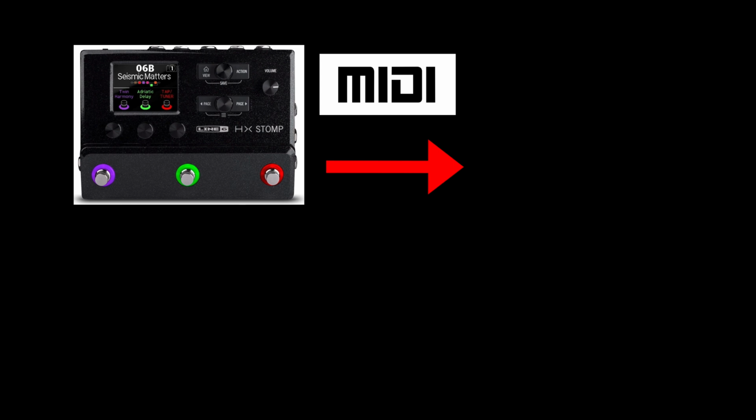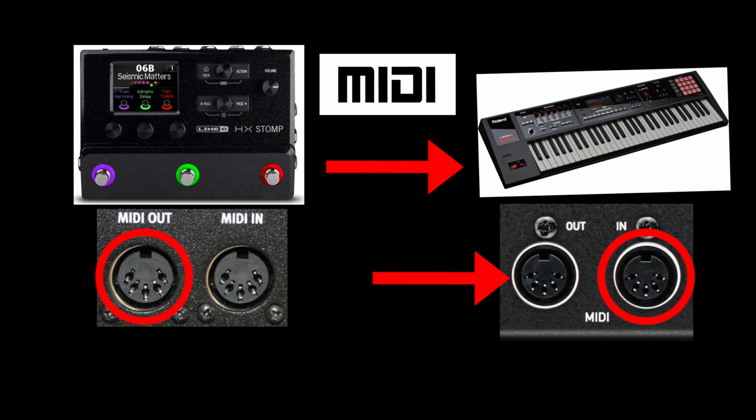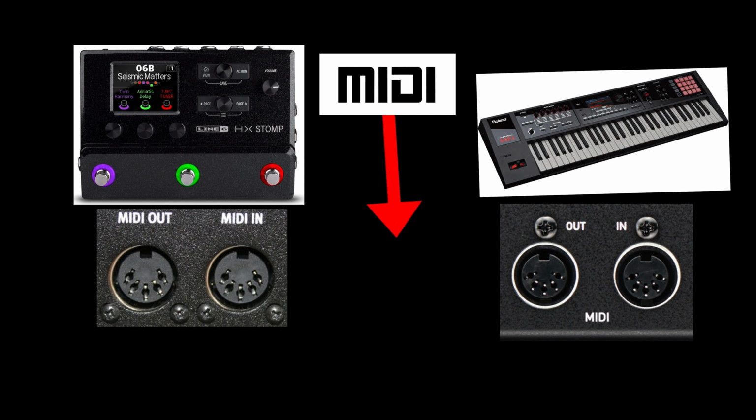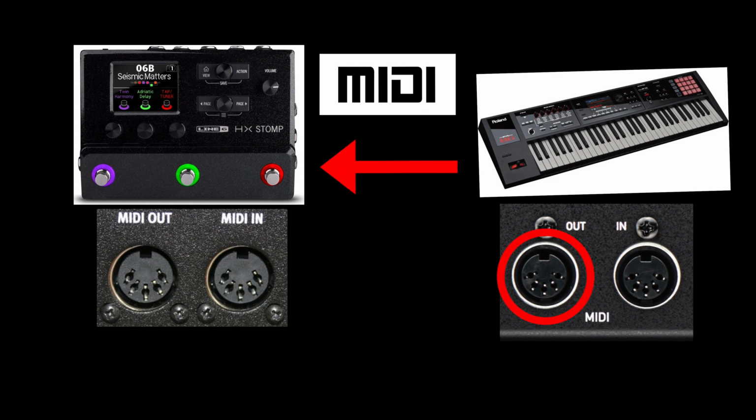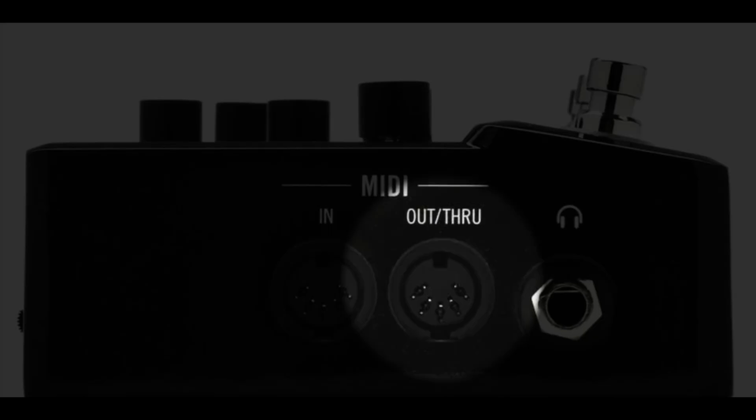Let's say I want to send MIDI from my HX Stomp to a keyboard. I would plug the MIDI cable into the MIDI out port of the HX Stomp into the MIDI in port of the keyboard. I would do it vice versa if I wanted to send info from the keyboard to the HX Stomp. I would plug the cable into the MIDI out of the keyboard into the MIDI in of the HX Stomp. Now the through is if I wanted to daisy chain.